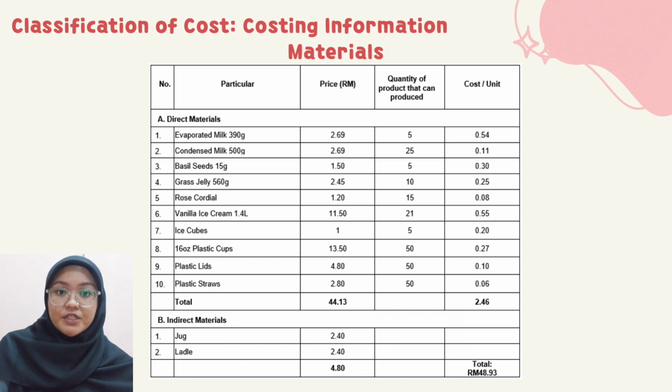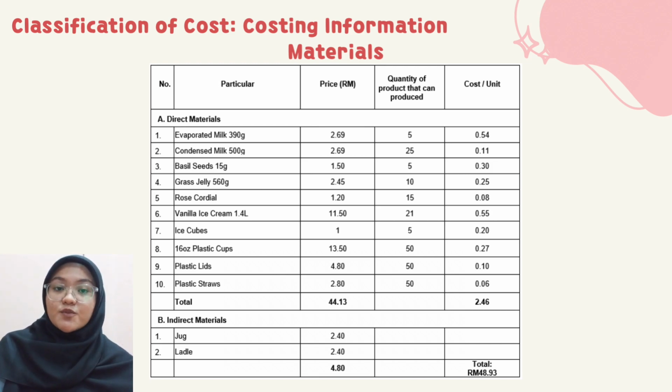The units that can be produced is 10 units, so the cost per unit is 25 cents. The next one is basil seeds, 15 grams. The price is 1 ringgit and 50 cents. The units that can be produced is 5 units, so the cost per unit is 30 cents.